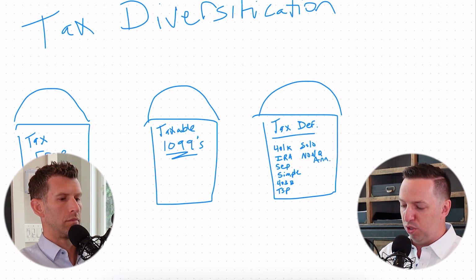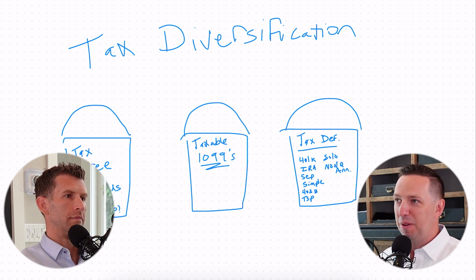So when we talk about diversification, the question is, are you diversified from a tax standpoint? You may own all kinds of different stocks, bonds, mutual funds. You may own real estate. You may own crypto. You may have cash. You may have several businesses, but are you diversified from a tax standpoint?